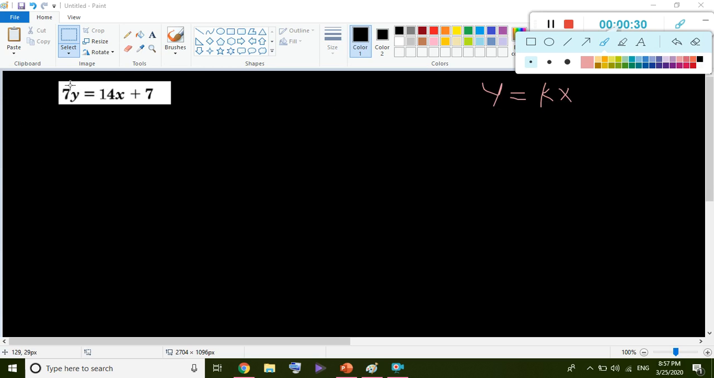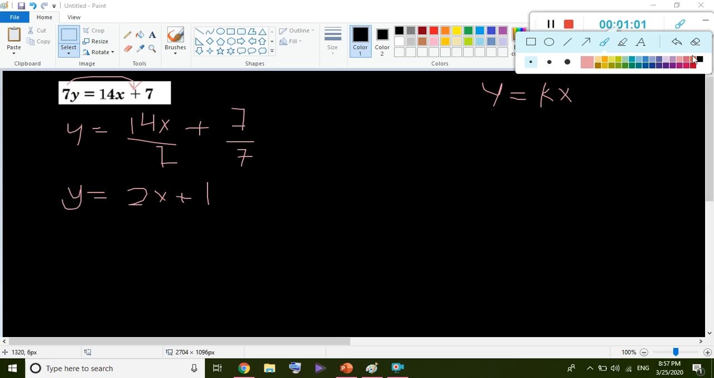So here, first of all, we're going to move the 7 over here. It's going to be y equals 14x divided by 7 plus 7 divided by 7. So now let's simplify more. It's going to be equal 14 divided by 7, which is 2x, plus 7 over 7, which is 1.